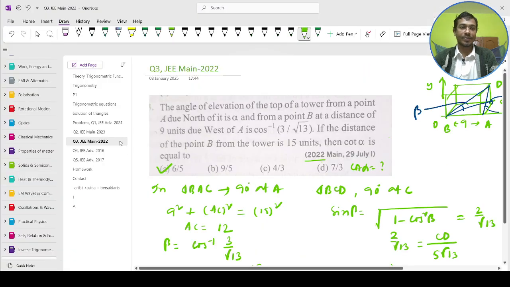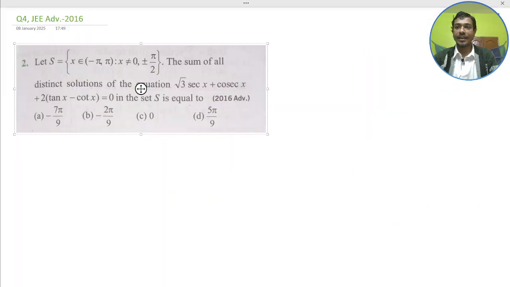Go ahead, our next problem, that JEE Advanced 2016. Let S be the set of x belonging to minus pi to pi such that x not equal to 0, plus minus pi by 2. The sum of all distinct solutions of the equation root 3 sec x plus cosec x plus 2 into tan x minus cot x equal to 0 in the set S is equal to what?